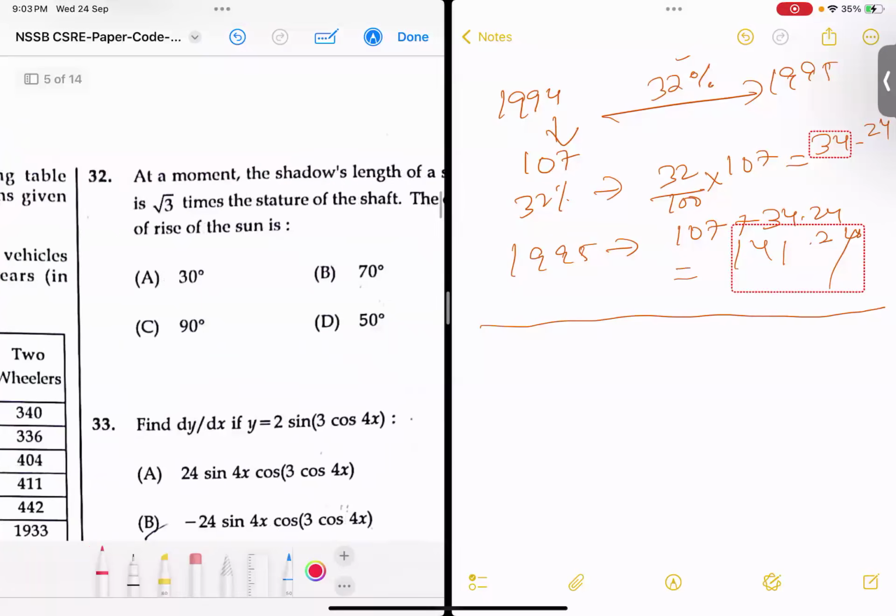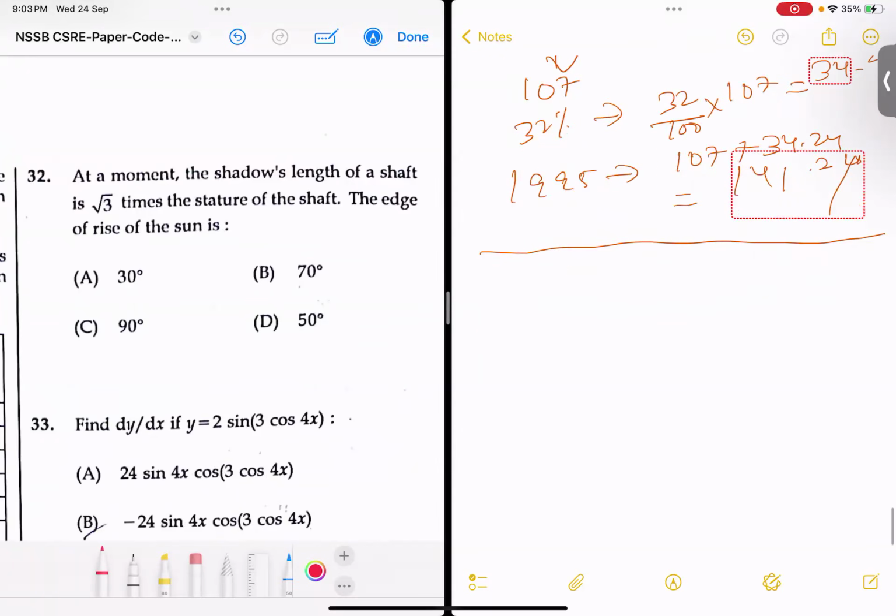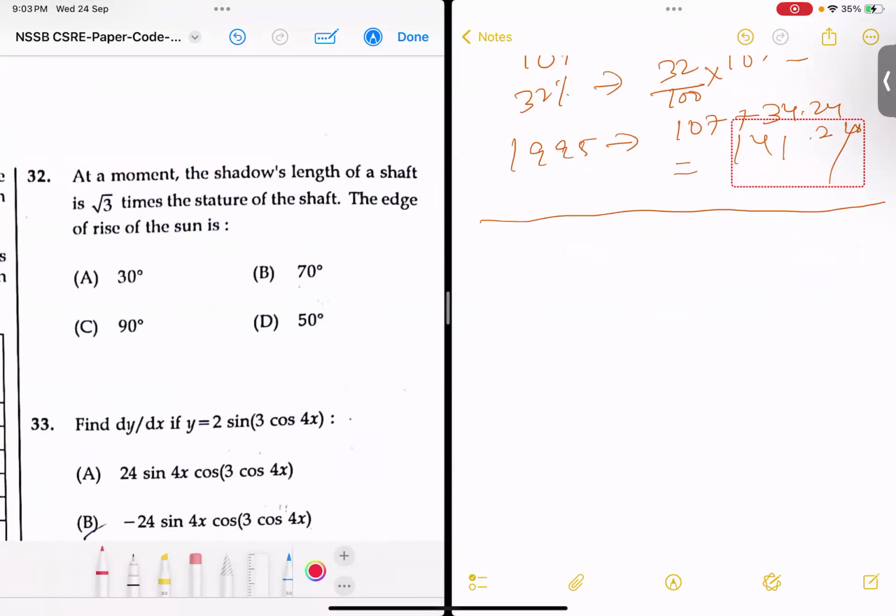So a PowerPoint presentation will consist of a number of slides, okay? Question number 32. At the moment, the shadow's length of a shaft is √3 times the stature of the shaft. The angle of the rise of the sun is? Now it says here, there's a shaft, okay? And this is casting a shadow. Okay. So this is the shadow, okay?